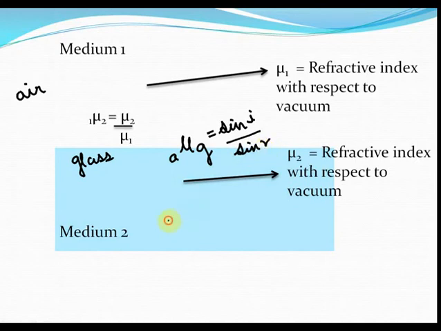And this will be equal to mu glass divided by mu air, where mu glass is the refractive index of glass with respect to vacuum and mu air is the refractive index of air with respect to vacuum. So mu glass represents the refractive index when a light ray from vacuum is incident on the glass slab, and mu air represents the refractive index when a light ray from vacuum is incident on air. So this is something you'll have to understand and remember, that A mu g will be sine I by sine R, which will be equal to mu g by mu a. Understood? If yes, then let's proceed.